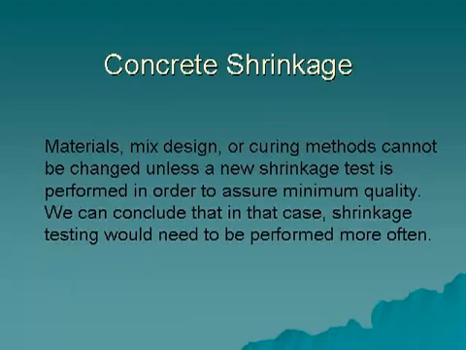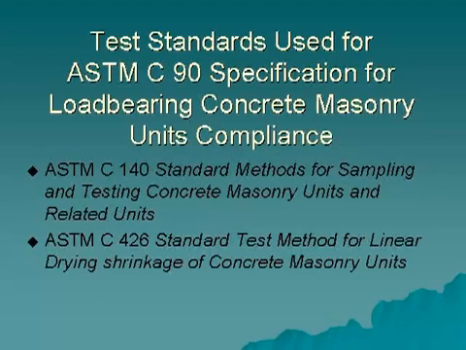Materials, mix design, or curing methods cannot be changed unless a new shrinkage test is performed in order to assure minimum quality. We can conclude that in that case, shrinkage testing would need to be performed more often. ASTM C90 requires that all density classes of concrete block meet the same physical requirements of required face shell and web thickness, strength, shrinkage, dimension tolerances. As discussed, ASTM C140 and ASTM C426 testing methods are used to determine compliance.